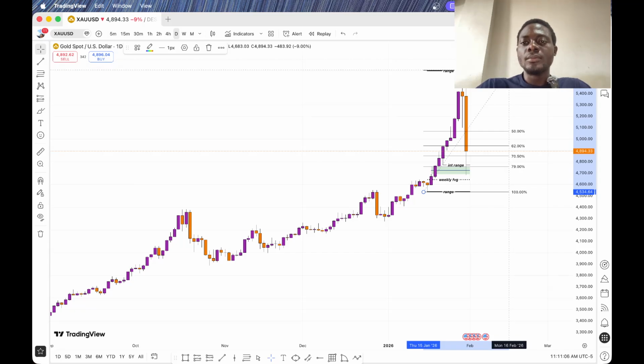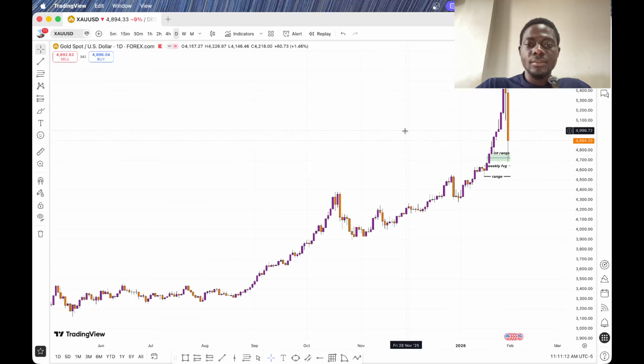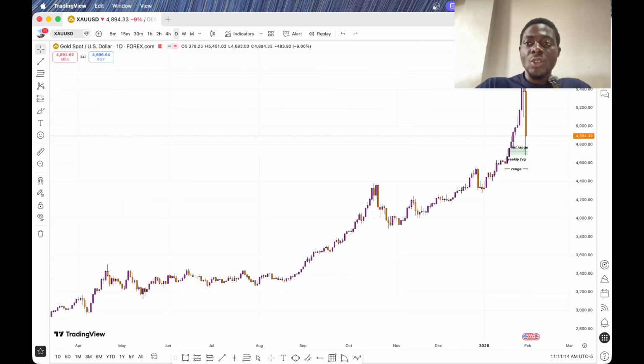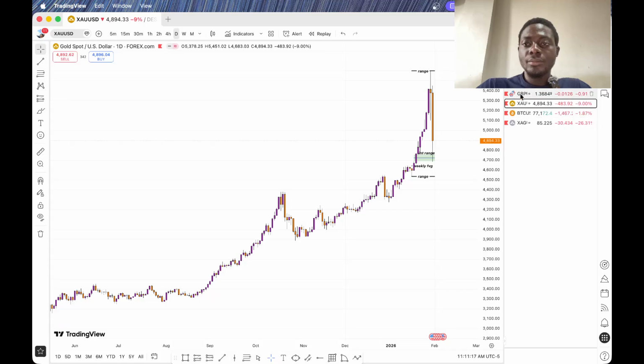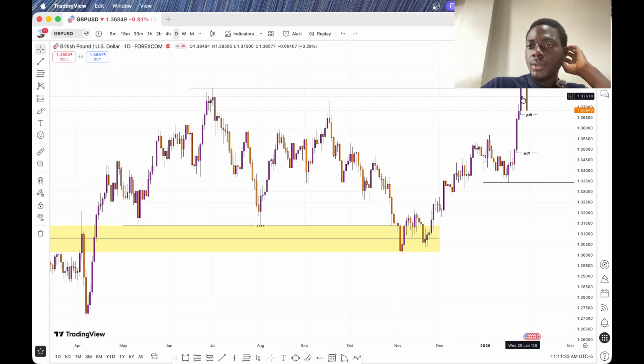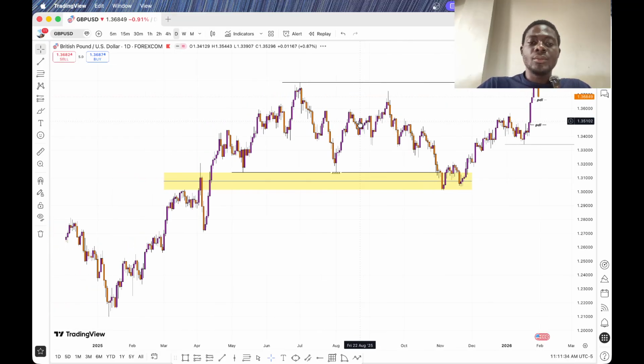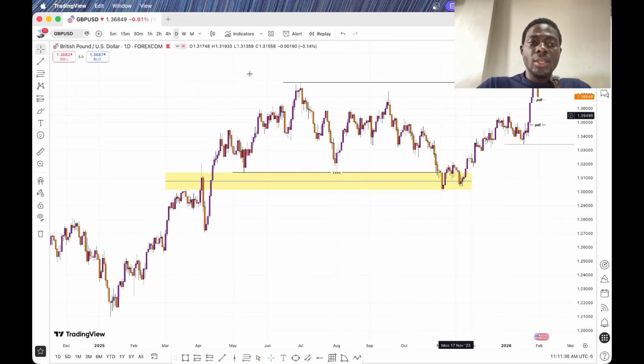So for this purpose, I'm going to use the GBP USD. Wow, GBP USD had a bearish week. This is Friday, Thursday, Wednesday, Tuesday, Monday, still bullish. Okay, so here we go.